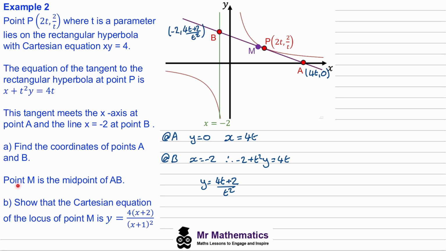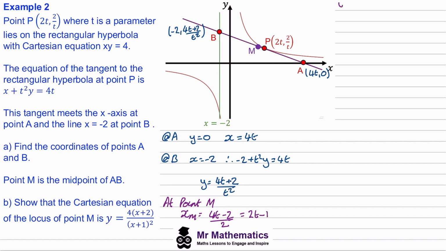And then we're told that point M is the midpoint of AB. So we need to work out the general coordinates of point M. Well, we can work out the general x-coordinate by taking the average of 4t and the -2. So x at point M will be 4t minus 2, divided by 2. So I'm just working out the mean average of these two. We can simplify this and we get the general x coordinate of 2t minus 1.